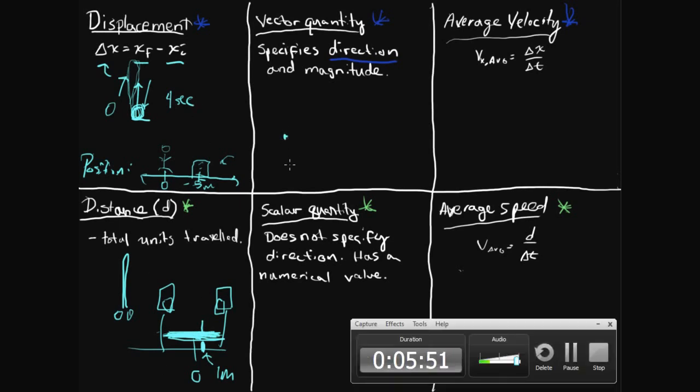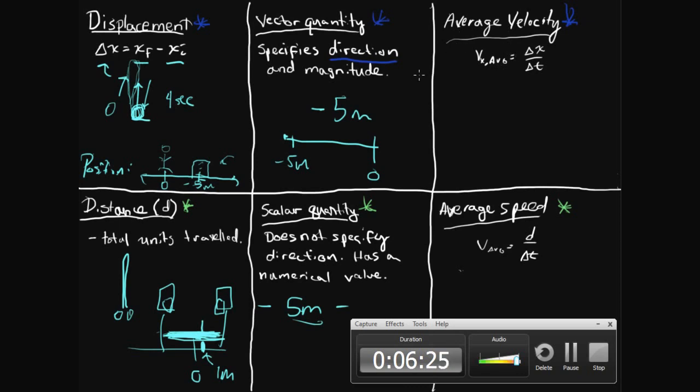Okay, so vector quantities. They establish both direction and magnitude. For instance, I could say -5 meters, and that would imply 5 meters to the left of some point of origin. Scalar quantities don't specify that. That would just be 5 meters. It traveled 5 meters. There's no direction to that. It's just 5 meters.